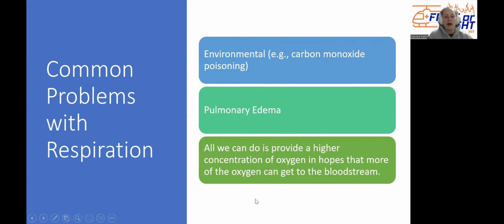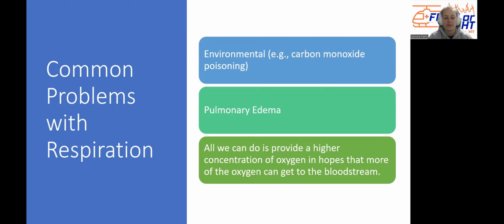So, some common problems we can come up with respiration. Remember, we need both. We need respiration and ventilation. So if there's any problem with respiration or ventilation, that's going to result in difficulty breathing, not getting enough oxygen, things like that. Common problems with respiration could be environmental. Maybe there's carbon monoxide poisoning. You're breathing in something that you're not supposed to be breathing in, and you're getting that into your alveoli instead of the oxygen.